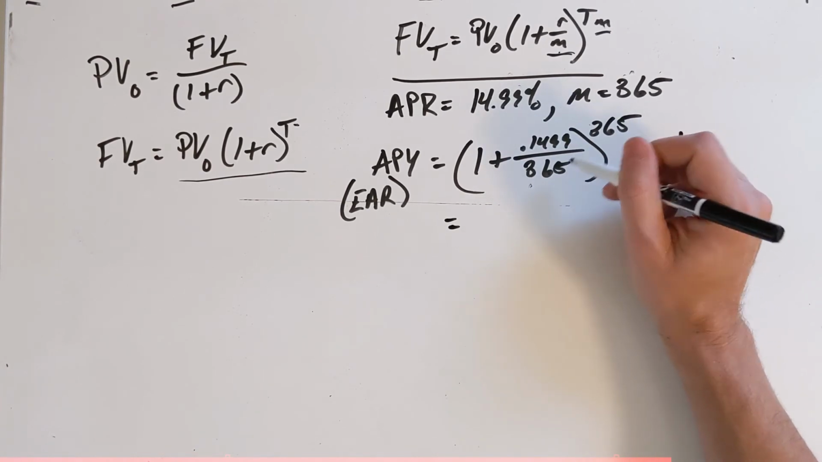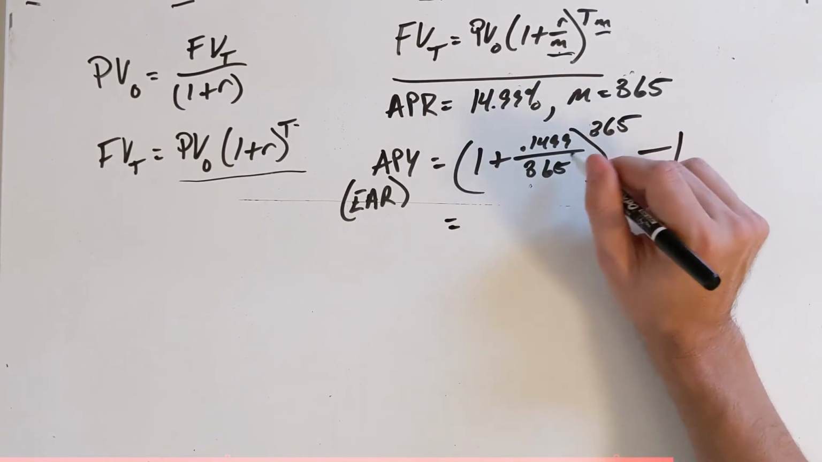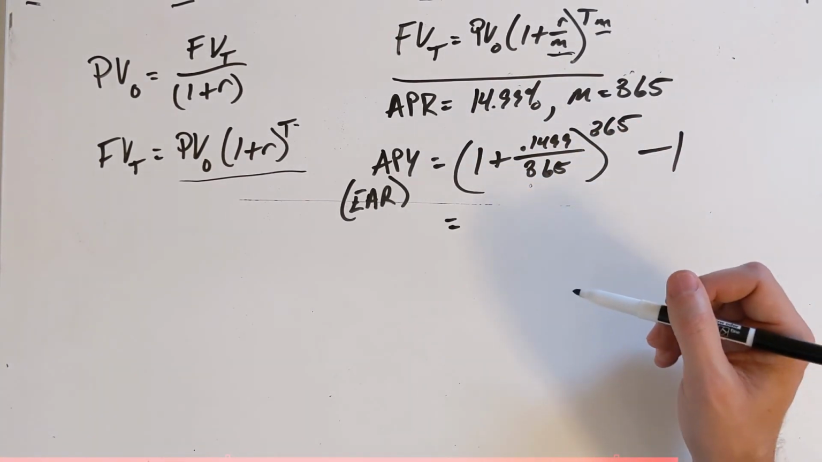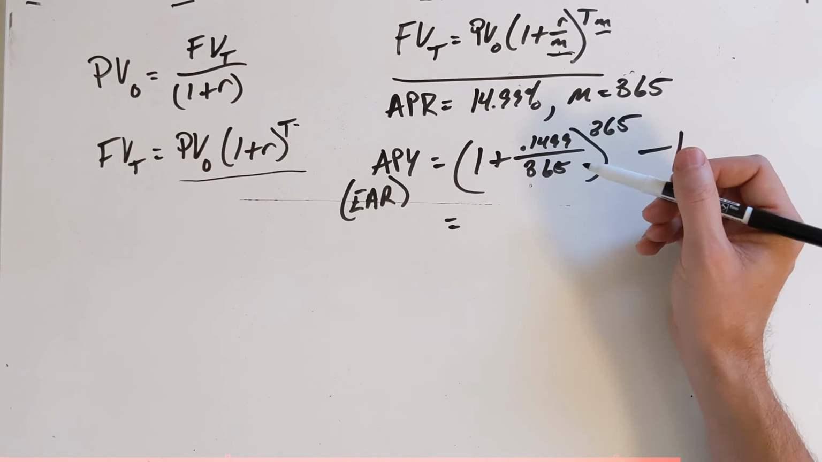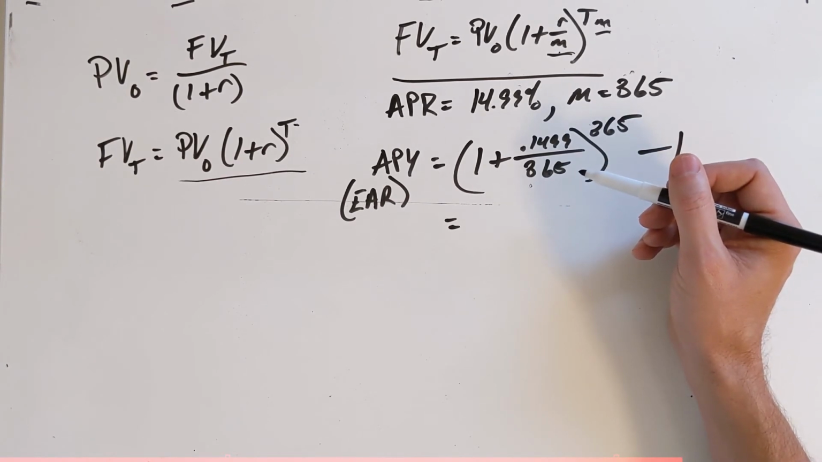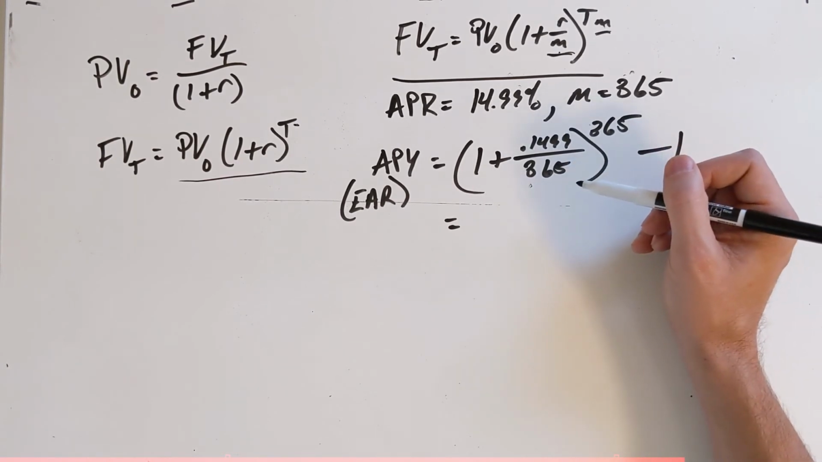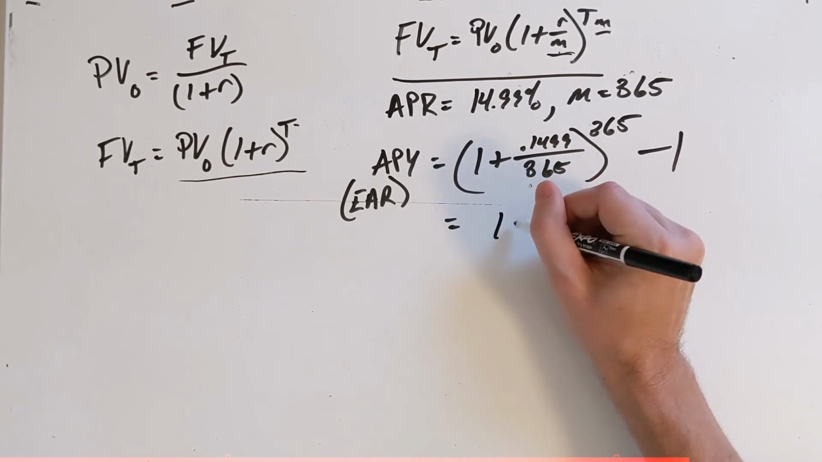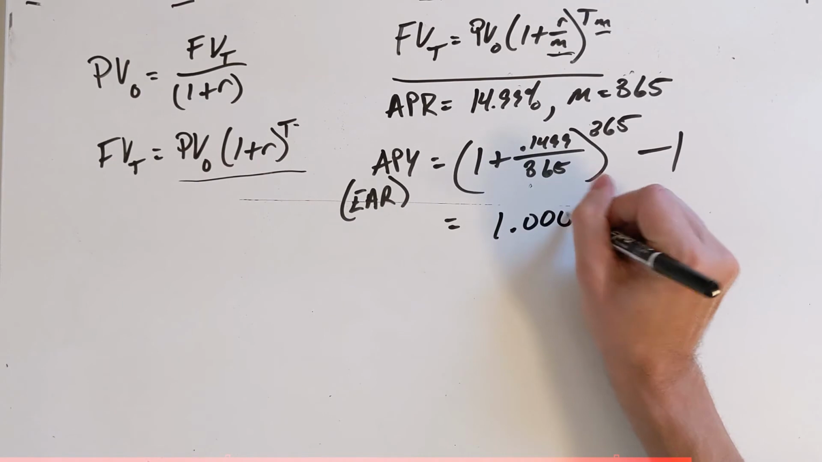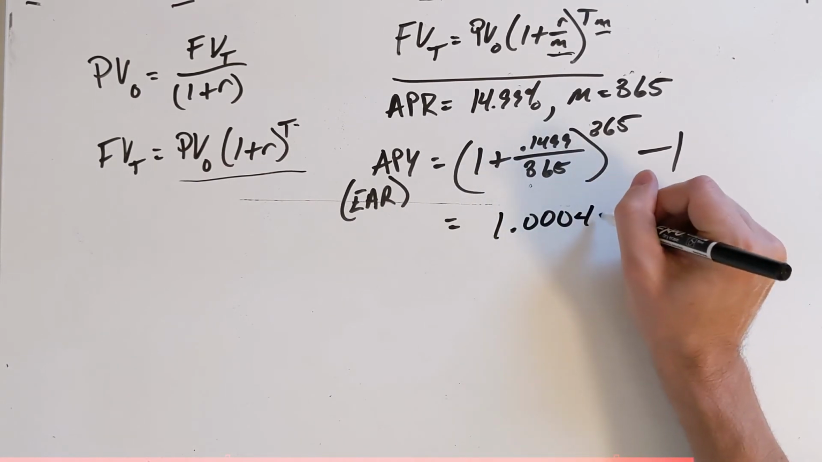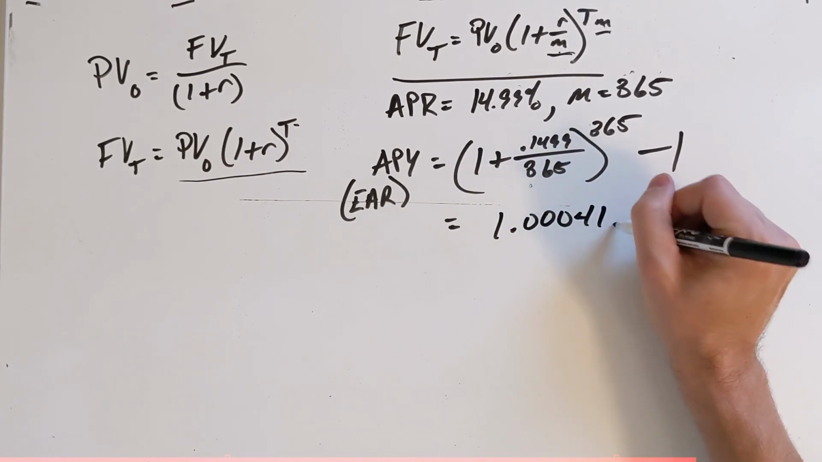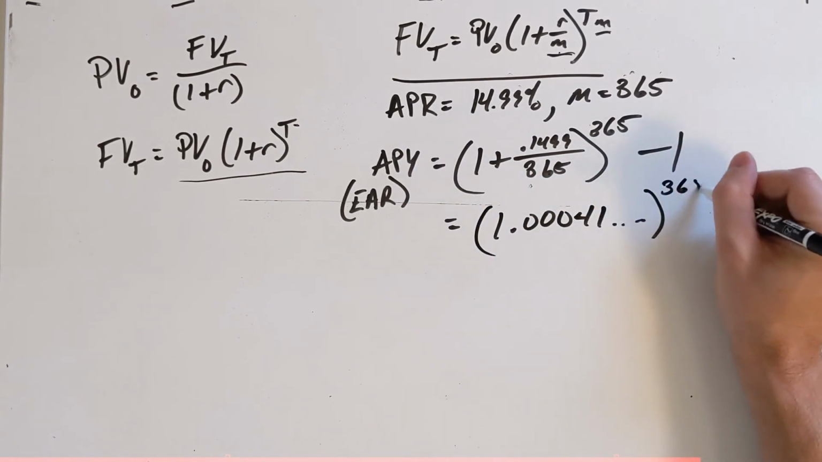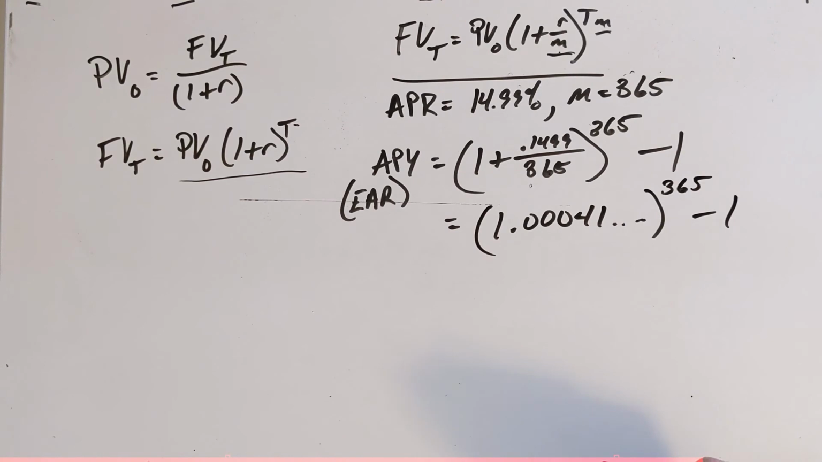Now this ends up being a very, very small number, so you're going to have to be careful when you're doing this on a calculator. I would start in here first, where you take 0.1499 divided by 365, plus 1. That ends up being 1.00041, and on and on and on. You want to keep as many of these decimals as you can. Raise that to the 365, minus 1.